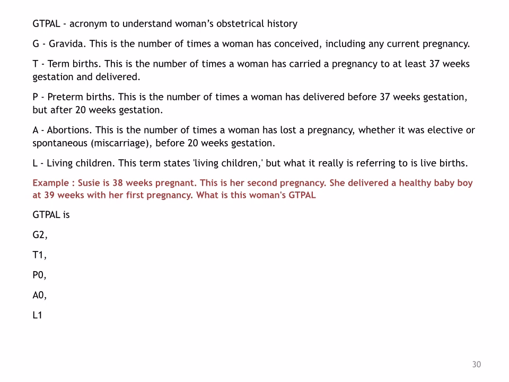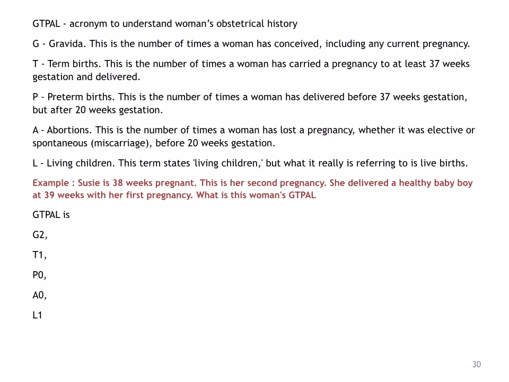Okay. So Susie is 38 weeks pregnant. This is her second pregnancy. She delivered a healthy baby boy at 39 weeks with her first pregnancy. What is this woman's GTPAL? So she is 2 times pregnant. That's why we get G2. She delivered a healthy baby boy at 39 weeks with her first pregnancy. So T is 1 because we know one pregnancy went till 39 weeks, which was beyond 37 weeks. So she has a term birth, that's why it's T1.